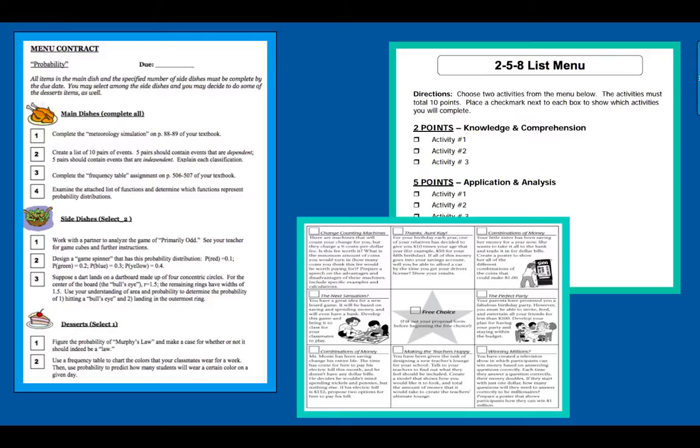Another option or visual that I pulled for you is a menu contract, where these activities have now been listed on the left-hand side and they've been leveled. So the students would complete the main dish activities, meaning they need to do everything that's listed there, but you give them some choice with the side dishes and the desserts. And on the right-hand side, we have a 2-5-8 list menu where the kids are trying to do activities in order to create a certain number of points, and each of these activities listed is worth a different point value.